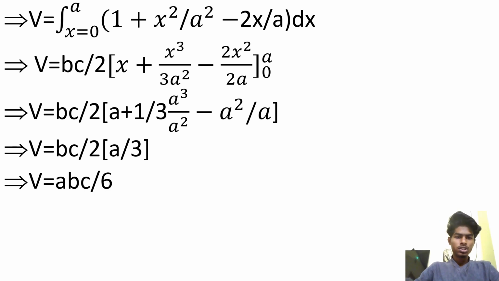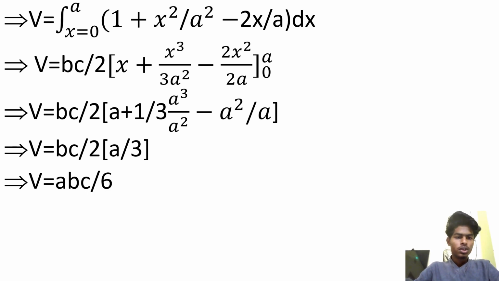V equals to bc by 2. As we know, x plus x cube by 3a square minus 2x square by 2a. Upper limit and lower limit. Lower limit is 0, upper limit is a. Here we know that integration of 1 with respect to x is x. Integration of x square with respect to x is x cube by 3. Integration of 2x with respect to x is 2x square by 2.